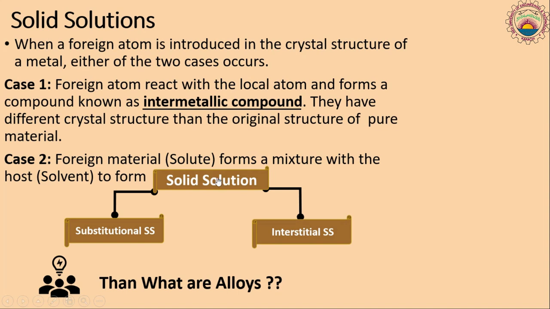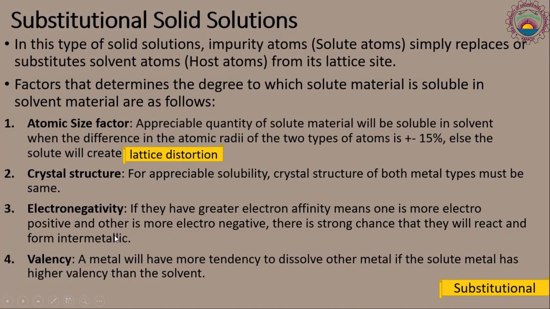Right? So now, discussing the types of the solid solution, we have the substitutional solid solution and the interstitial solid solution. As I told you before, we name that self-interstitial because we have another interstitial defect in our chapter, just to differentiate that self-interstitial from this one. So starting with the substitutional solid solution, what is a substitutional solid solution? In this type of solid solution, impurity atoms, which are foreign atoms also called solute atoms, simply replace or substitute the solvent atom from its lattice site, right?